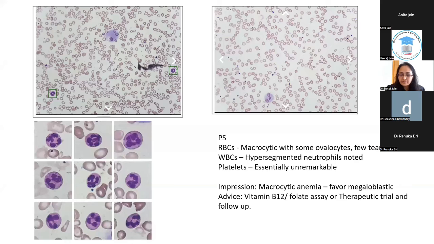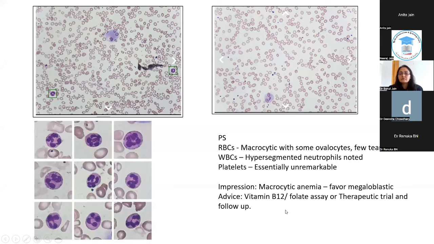So this is a macrocytic anemia, favor megaloblastic, and upfront you can advise, since it's a young male, and megaloblastic anemias do cause a lot of problems, neurological problems other than anemia, although that is per se a feature of anemia also. But you can upfront say do a vitamin B12 and folate assay or a therapeutic trial and follow-up.